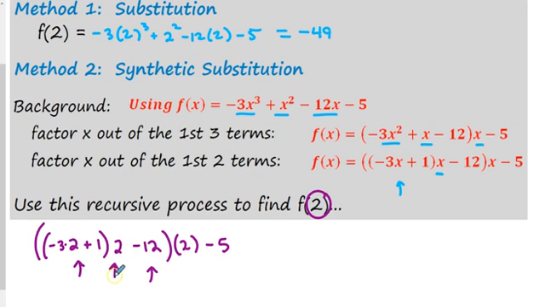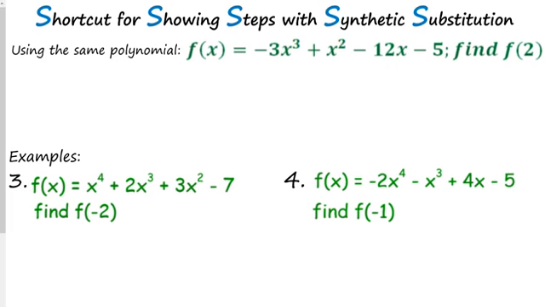negative 5 times 2 is negative 10. Negative 10 minus 12 is negative 22. Negative 22 times 2 is negative 44. And negative 44 minus 5 is negative 49. Okay, so we need to see that again. But what I'm going to show you is how you're actually going to do it.